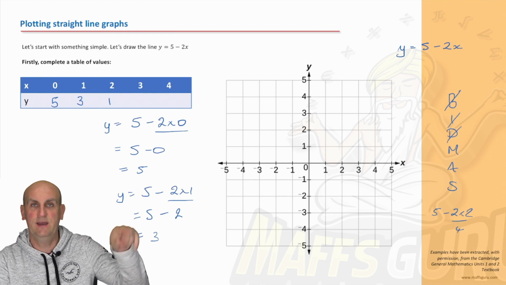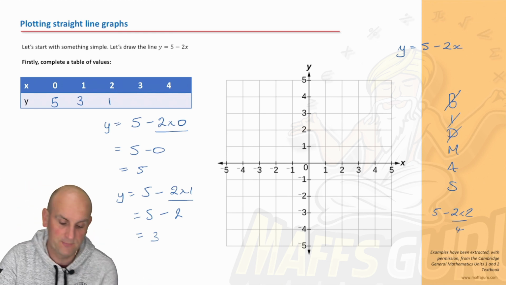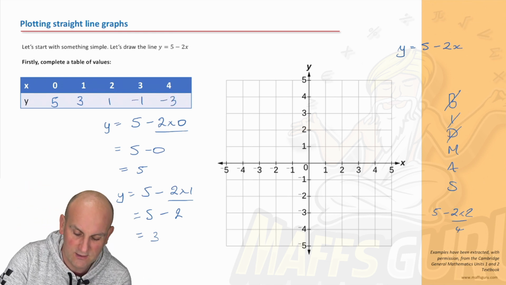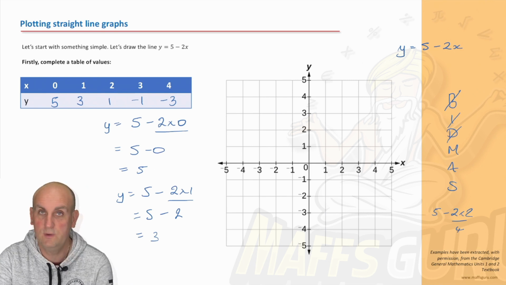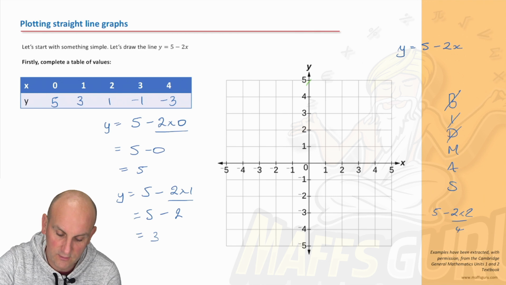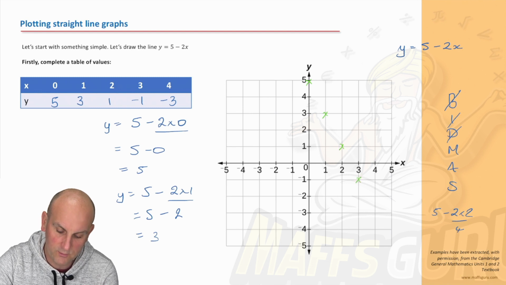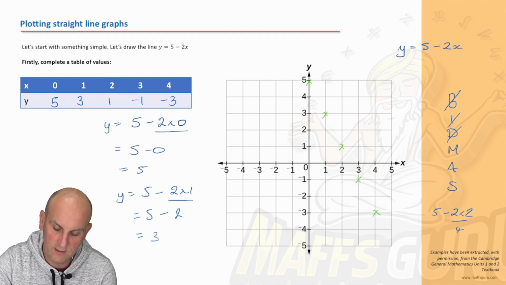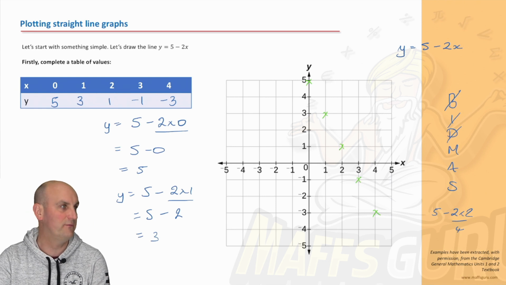And yes, I can see a pattern. It seems to be taking away 2 each time. So take away 2 from there, take away 2 from there, and we have all of my coordinates. So now let's cross. 0, 5 is going to go here. 1, 3 is going to go there. 2, 1 is going to go there. 3, minus 1 and 4, minus 3. And ka-ching, there we have my little kisses.